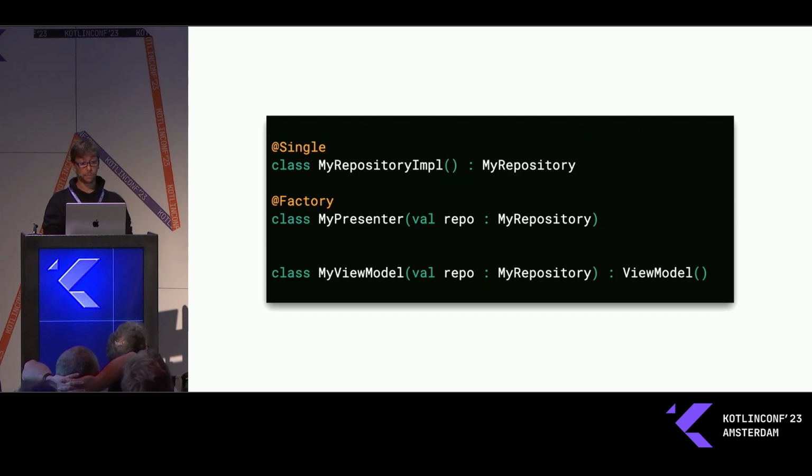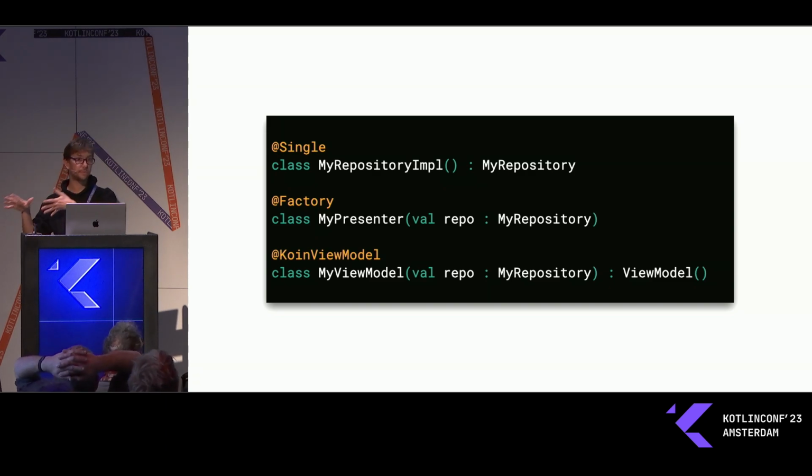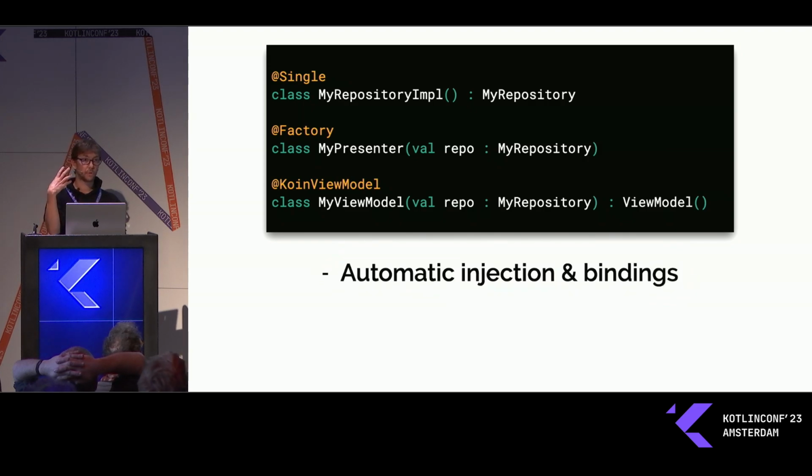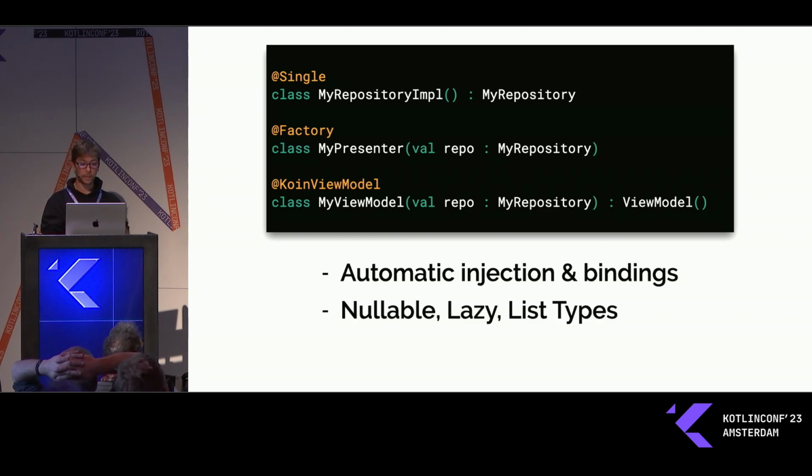And then, for example, if we have a view model, an Android view model here, then we have a dedicated tag for the Android ecosystem. The main one is @KoinViewModel to declare your view model inside Koin as a view model. And then in a few definitions, you cover all your dependency injection. It generates your Koin DSL configuration behind, and then you will have all the automatic injection and binding. Keep in mind that the nullable type detected and the lazy and all the list of types, we handle for you directly.